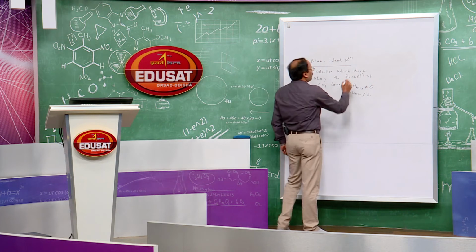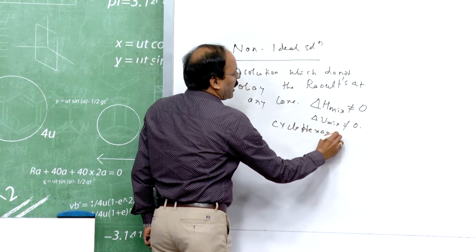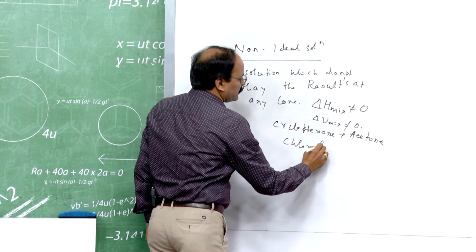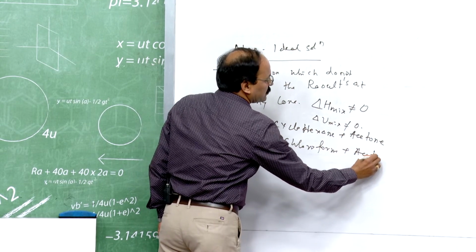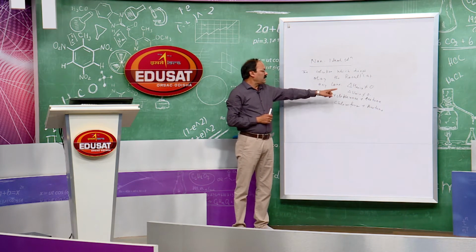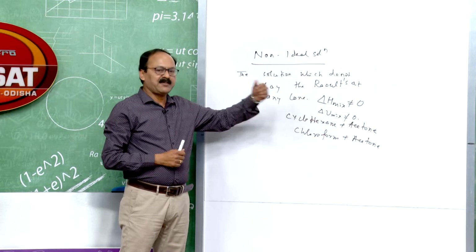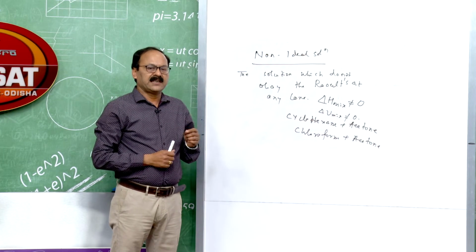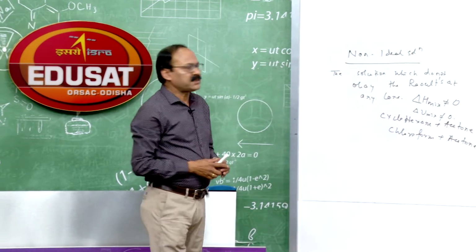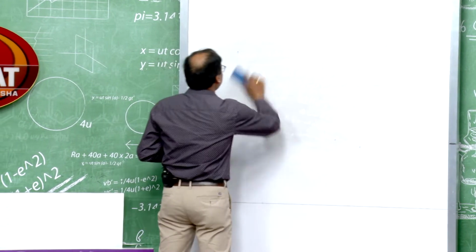We can give examples of non-ideal solution: cyclohexane and acetone, chloroform and acetone. That is the non-ideal solution, it does not obey Raoult's law, delta H mixing is not equal to 0, that is when the two liquids are mixed, the enthalpy change will occur, and delta V mix is also not equal to 0, that is the volume change will occur. You can take the example of cyclohexane plus acetone and chloroform and acetone. Another thing is the azeotropic mixture. In liquid solution, we will come across azeotropic mixture.